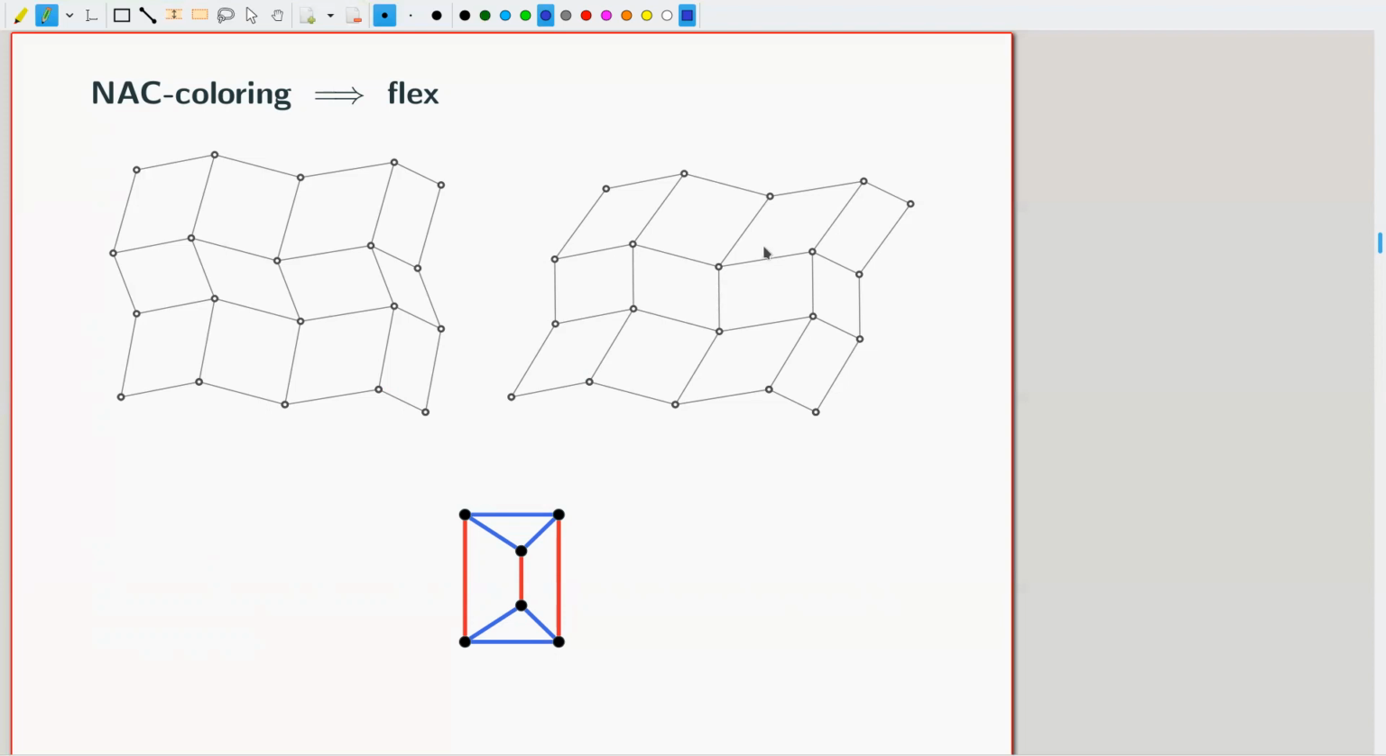So if I manage to draw my graph using the NAC-coloring into the grid in a way that there are no diagonals, I can distort the grid and I get a flexibilization. It's not that difficult to see that this, we call it a three-prism graph, would be placed like this to the grid.